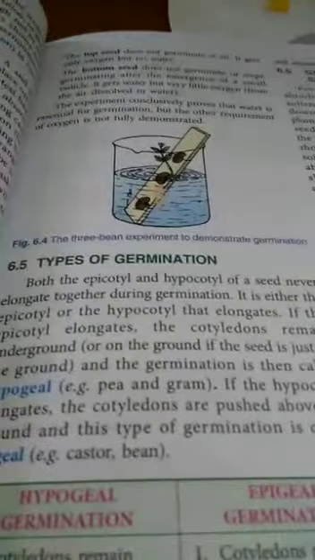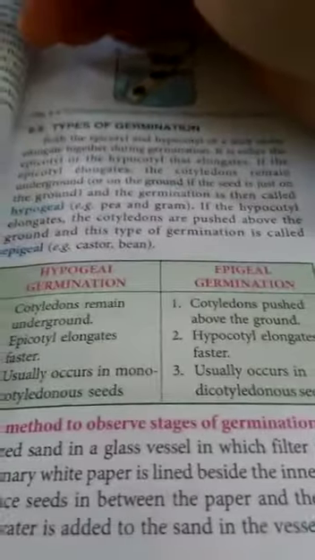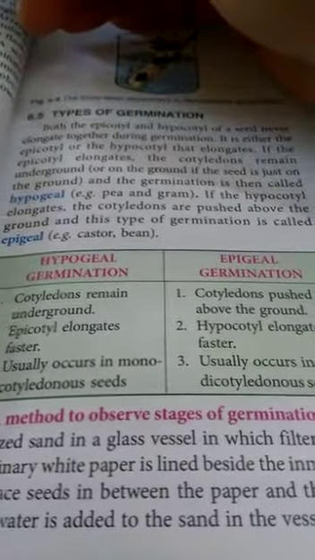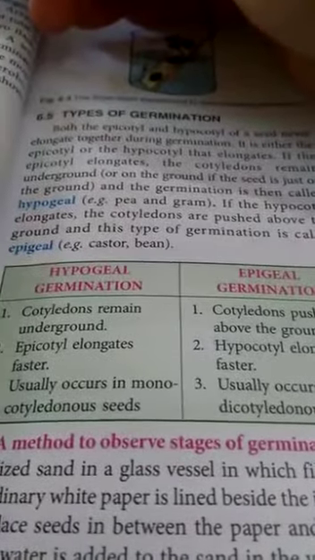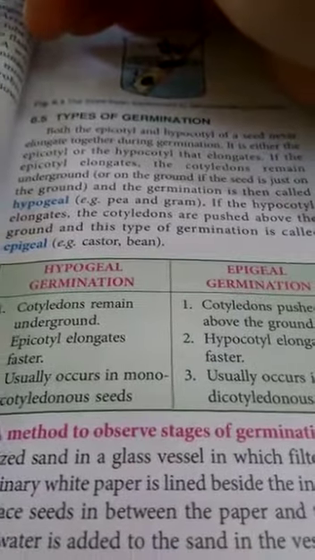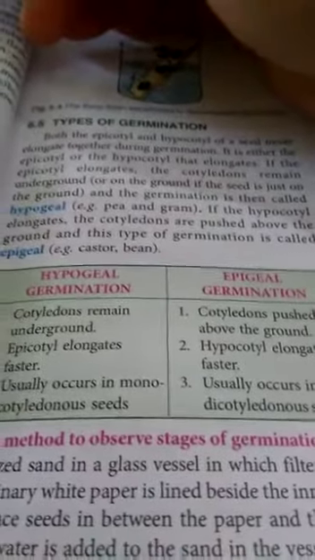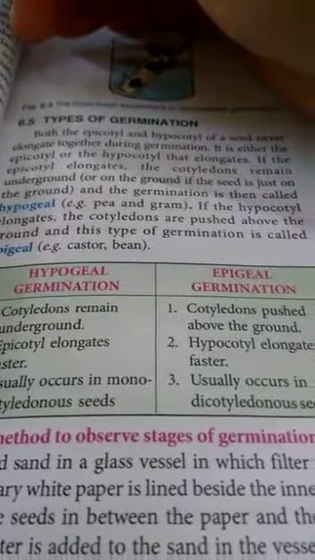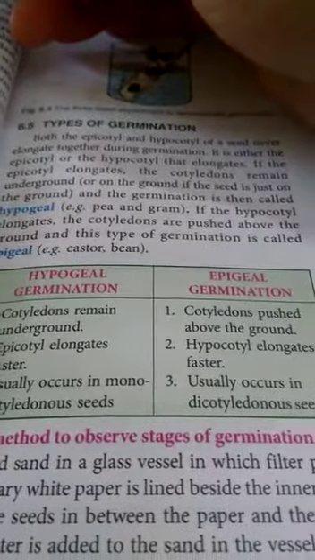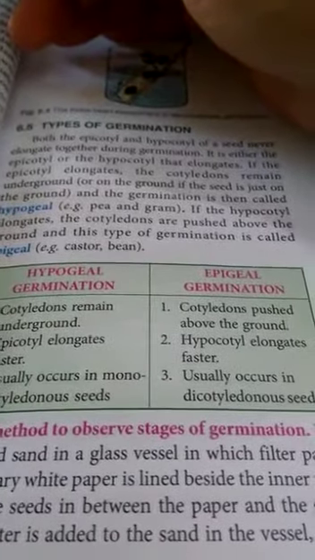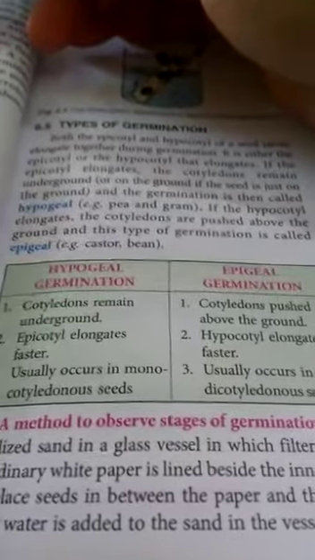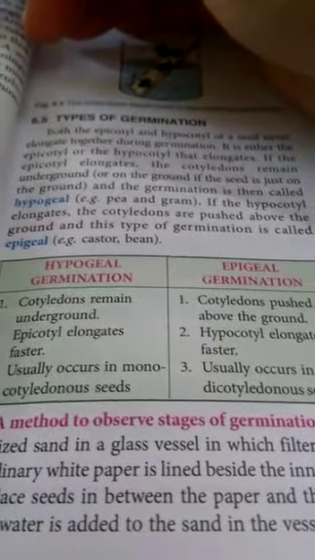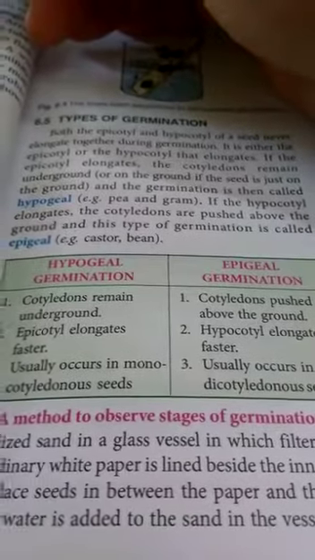Students, now let's discuss the types of germination. There are two types of germination of seeds: hypogeal germination and epigeal germination. Students, I told you about the epicotyl and hypocotyl, right? These hypocotyl and epicotyl do not elongate at the same rate. They elongate at different rates. So on the basis of this, there are two types of germination: hypogeal and epigeal.